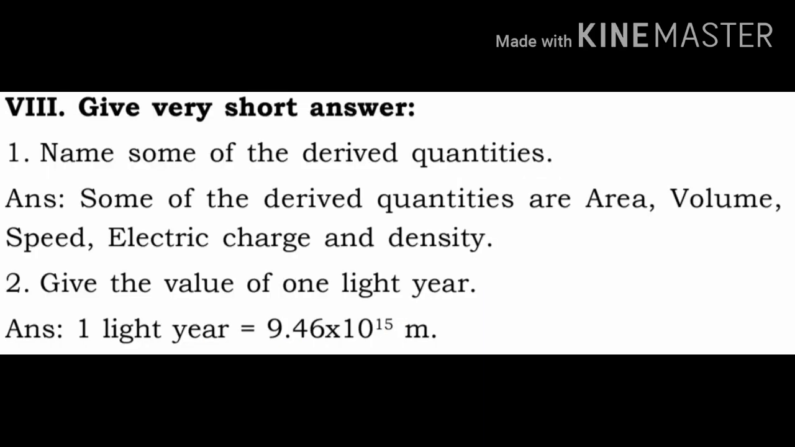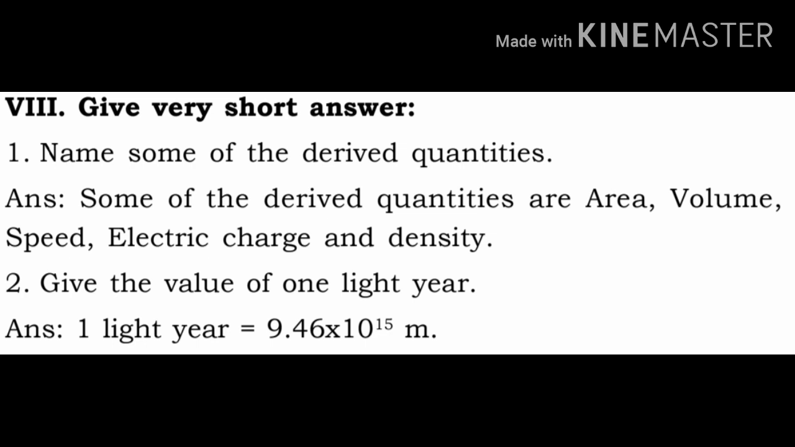The next one: give very short answer. What is the first question? Name some of the derived quantities. Already we saw five derived quantities. What are they? Area, volume, speed, electric charge and density. Once again, some of the derived quantities are area, volume, speed, electric charge and density.